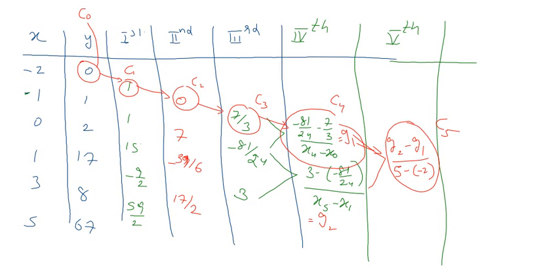For equally spaced nodal points, we have special formulas called Newton's forward interpolation and backward interpolation, that we are going to learn in the next lecture.